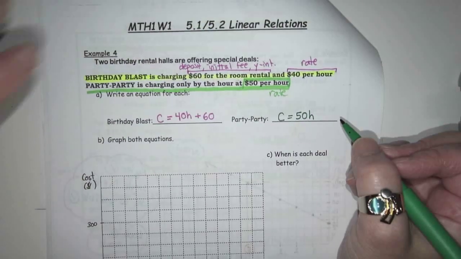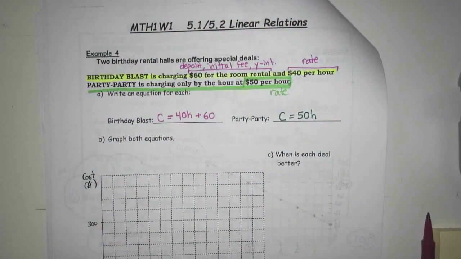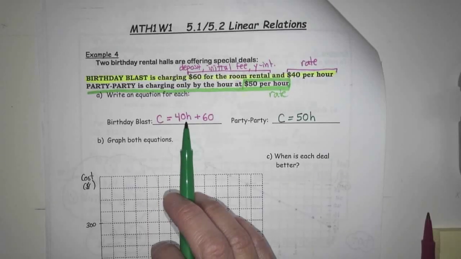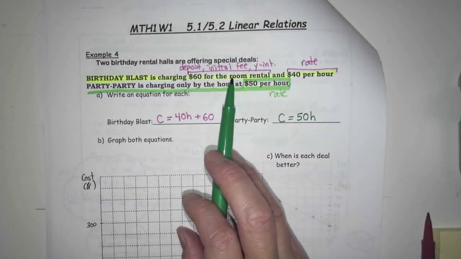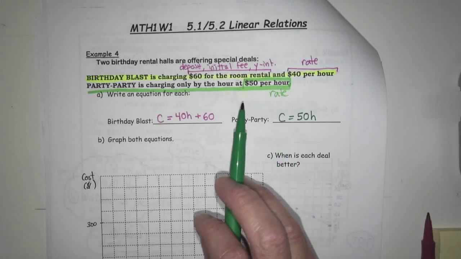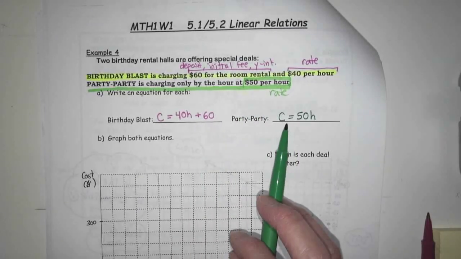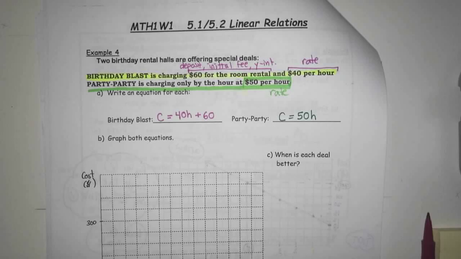All right. Now, let's look at those two equations. You have $40 per hour, that's the rate, and $60 initial fee. That could be a deposit, initial fee, the y-intercept, or the vertical intercept. And then here it's only 50 per hour.